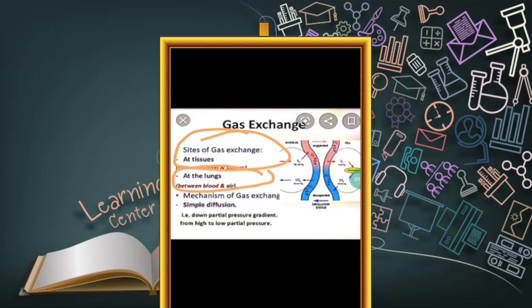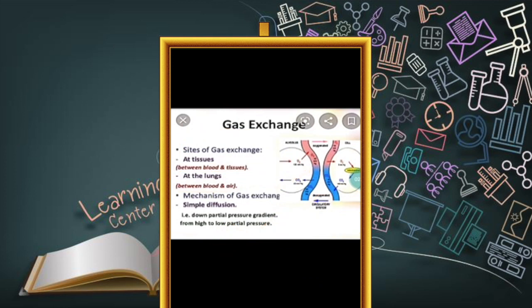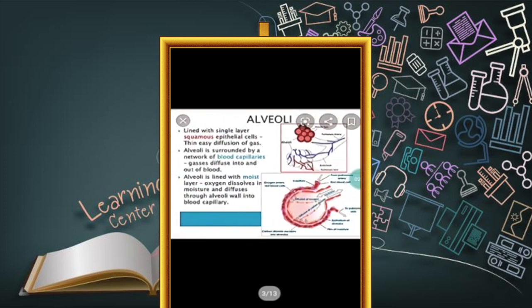One is the lungs level, where gases are exchanged from the alveoli to the blood capillaries, and the other is the tissues level, where gases are exchanged between the capillaries and the cells. So two different places: one is the lungs level, another is the tissues level. First, how are the gases exchanged in the lungs level? In the lungs, the main structural functional unit is called the alveoli.